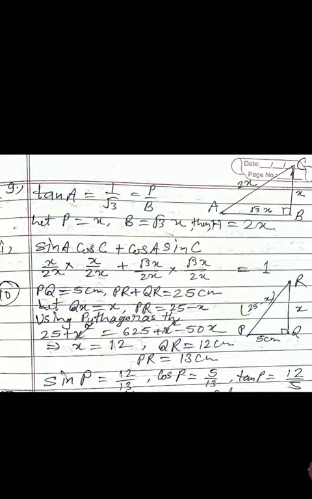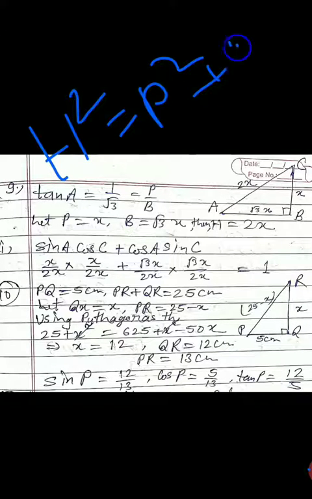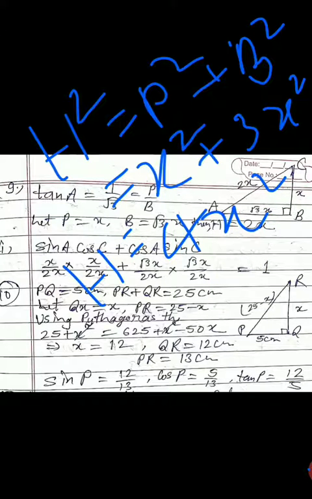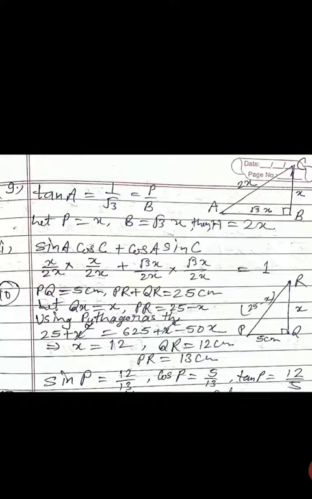Then by Pythagoras theorem, h square equals P square plus B square. Now we put the values. P square is x square, plus B square, that is root 3x whole square, so root 3 squared is 3, and x square. So x square plus 3x square is 4x square, and it is the value of h square. So we take the square root, then h will be 2x. By this way we found h. So we write here h equals 2x. Directly you can find it this way.